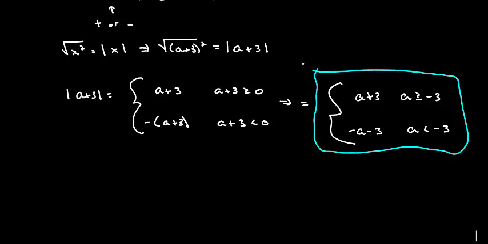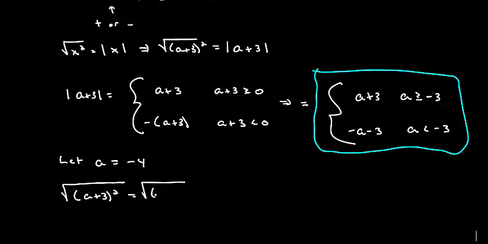Okay, so this right here is our solution, but let's just check to make sure that it actually does apply and that we can use it. So let's let a be equal to negative 4. If a was equal to negative 4, then the square root of a plus 3 squared would be equal to the square root of negative 4 plus 3 squared, which is the square root of negative 1 squared, which is the square root of 1, or 1. So if a is negative 4, then this guy is 1.